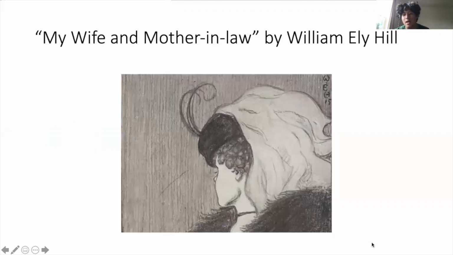My first object is titled My Wife and Mother-in-Law by William L. Hill. He is a British cartoonist, and this was drawn in 1888. And if you can't tell already, this is an optical illusion. This painting was originally drawn on a postcard, but it was later published in a magazine, and that's how it got famous. The viewer is able to see two figures in this picture, a young woman and an older lady.